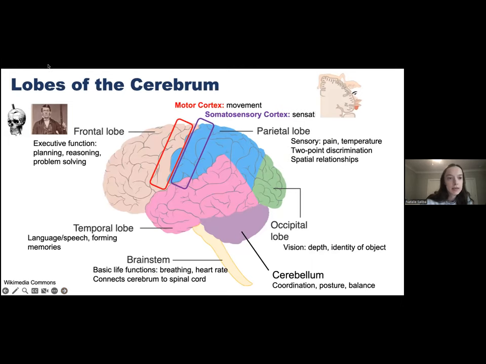And so here is the brain and the different lobes of the brain. The frontal lobe is this little beige or pinkish beigey color, and it is going to be executive function, planning, reasoning, problem solving, more of like personality components as well.